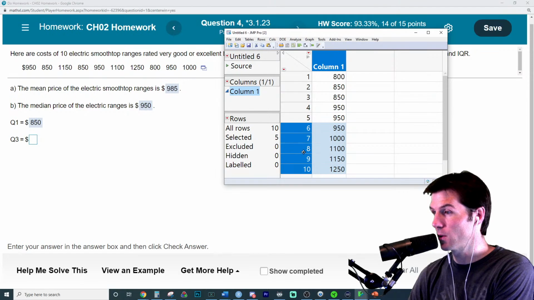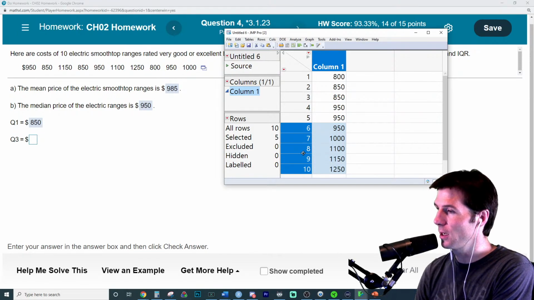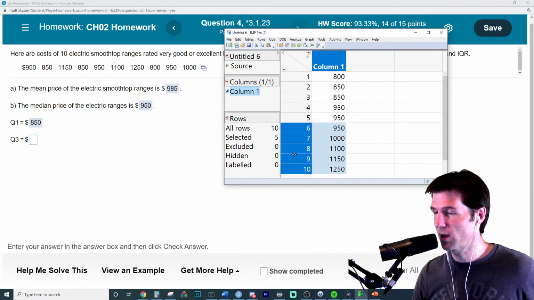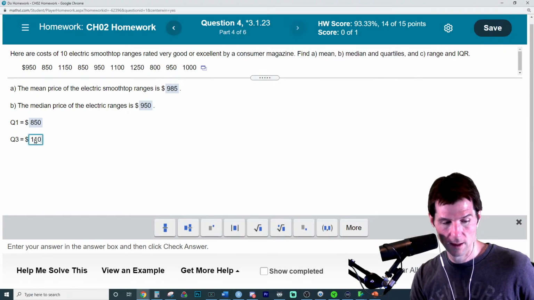This question has to be done this way. It's the answers it wants. There are just different ways to calculate Q1 and Q3. I've actually looked into the documentation, and I wish JMP did it the way that they do it. It's going to be this right here. Sorry, I misclicked. It's the top 50%, the middle of the top 50%, which is the 75th percentile, is going to be right there at 1100.